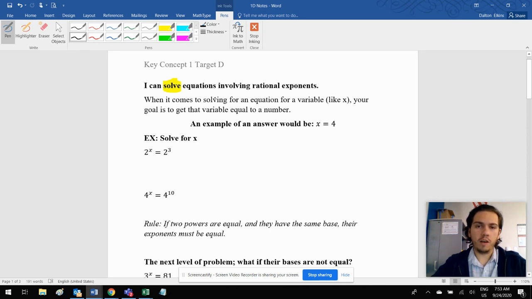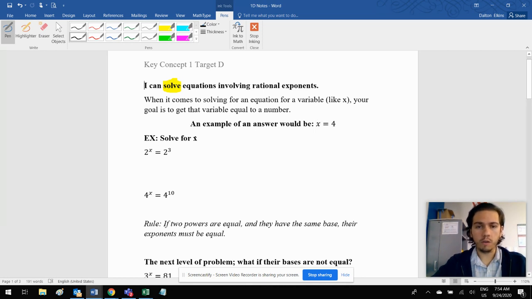So when it comes to solving an equation for a variable like x, your goal is to get that variable equal to a number. So when you see the phrase solve this equation and the variable in it is x, your answer should be something like x is equal to 4. So we want to start solving things that involve rational exponents. Let's build our way up there and look at some examples.